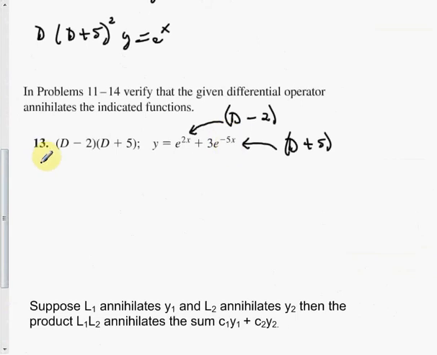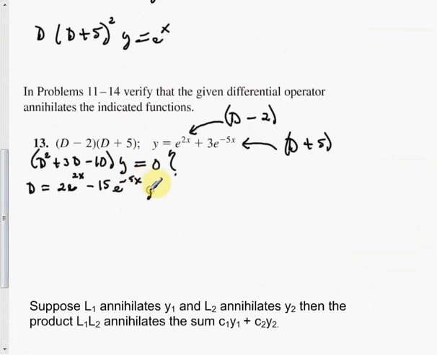Well, let's see. Now, here's what I'm going to do. I'm going to take this product and simplify it. If you simplify it, that's D² + 3D - 10. I'm going to apply that to y, and we want to get 0. Well, that's the question. Does it actually give us 0? Well, I need the first derivative. So the first derivative would give me 2e^(2x) minus 15e^(-5x).